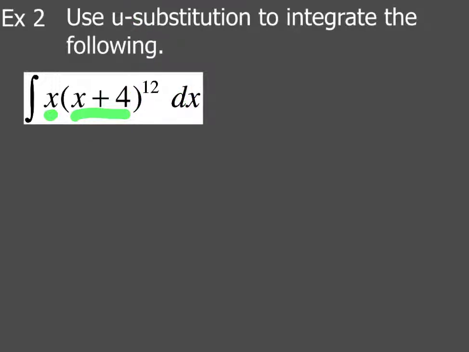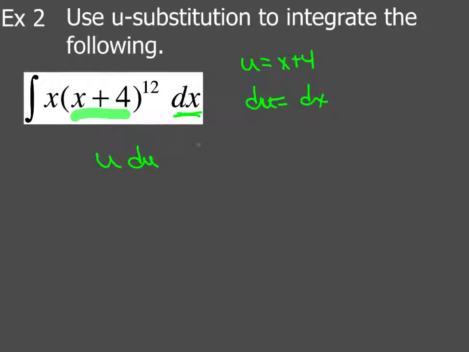In order to do that, of those two pieces, we're going to look at the one that's a little more complicated, which is the x plus 4. That is going to be your u. So who you be? You be x plus 4. Then what we're going to do after that is take the derivative with respect to x. So du is going to be just plain old dx. So both of those pieces are covered by u and then du.